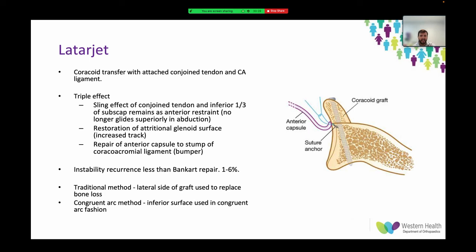Which brings us to the Latarjet. This is the coracoid transfer with attached conjoined tendon and CA ligament. And we believe this has a triple effect.